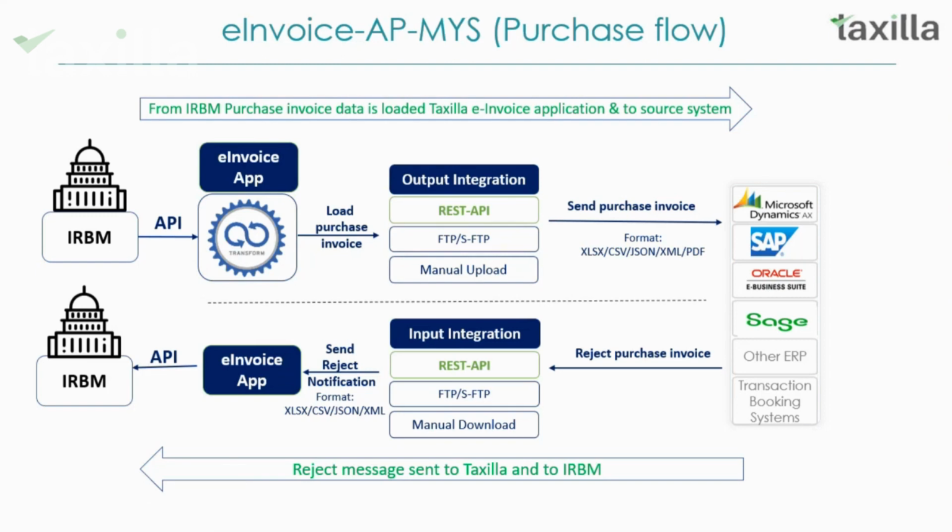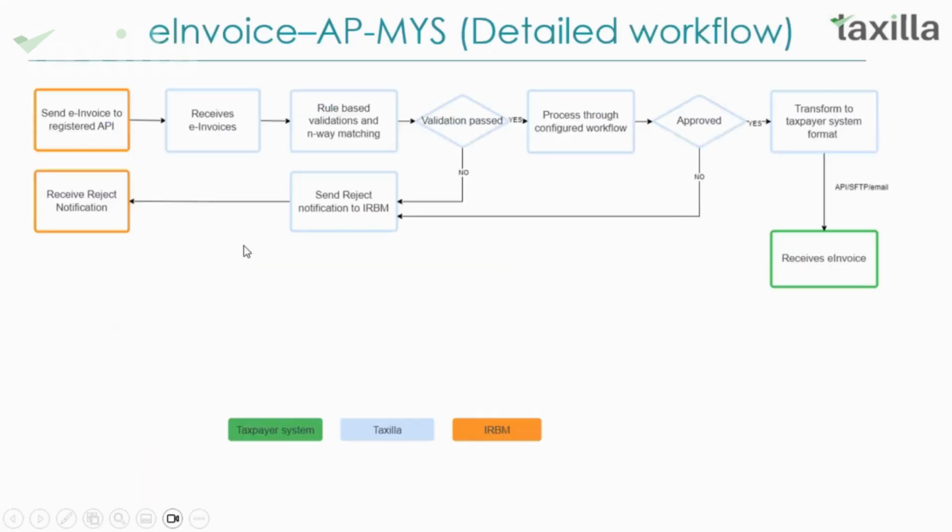Let's look in detail at what happens in this e-invoice application in case of purchase flow. So this is the detailed flow. We'll receive invoices from the IRBM. You see it represented with the yellow orange. So all these invoices will be received from the IRBM, and we'll do rule-based validations, including three-way matching. And if all the validations are passed, we will take it through a configurable workflow, right? Whatever workflow you configured; if there is no workflow configured for you, this step will be skipped.